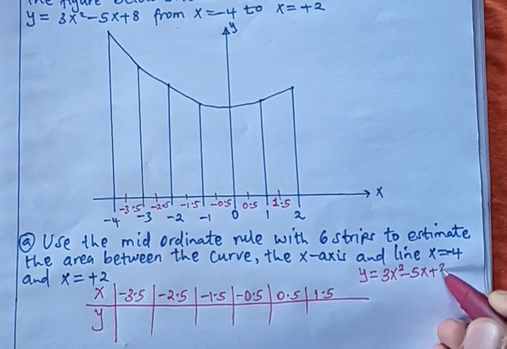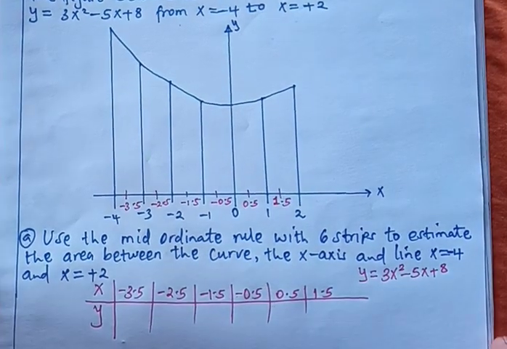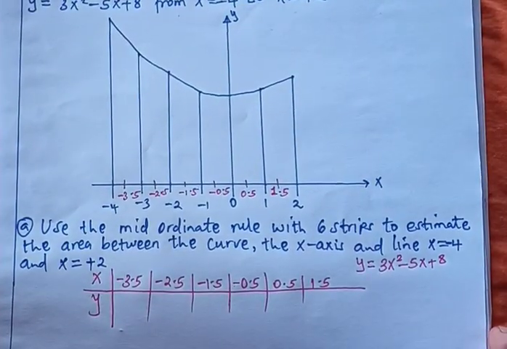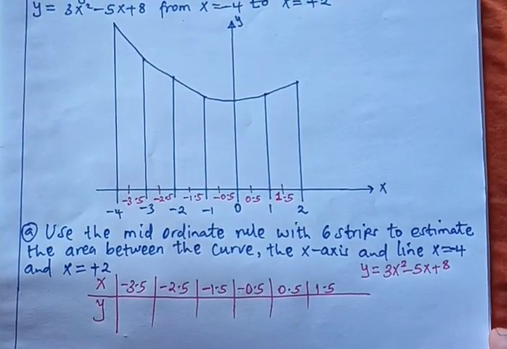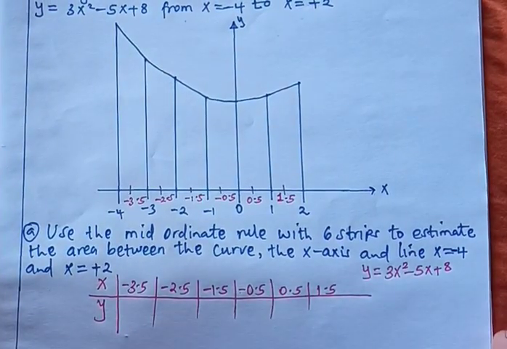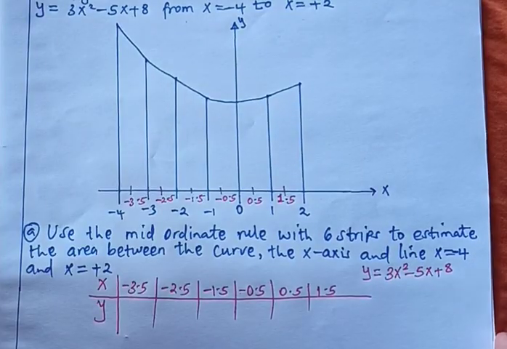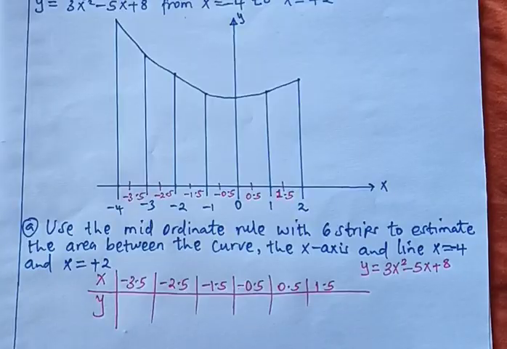I remember the equation we are going to use is y equals 3x squared minus 5x plus 8. We're going to substitute the values of x in this equation that we have been given, for us to be able to get the corresponding values for y. You do the right substitution, and you make sure that everything is okay.